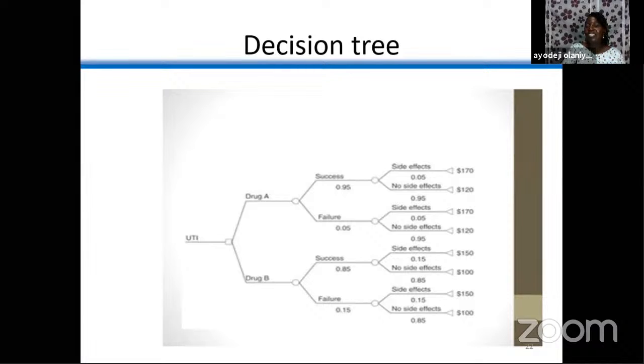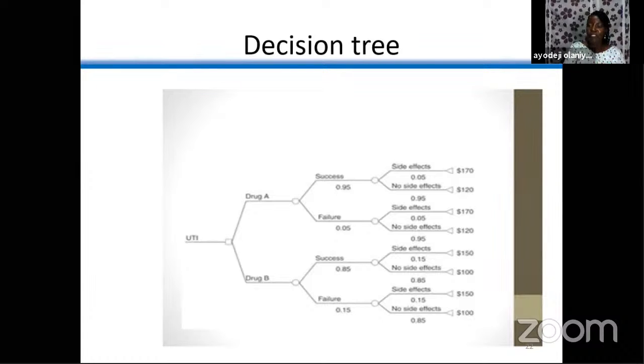And we can see at the end of the tree, that's the terminal node. You can see 170, that's the one with side effect, and 120, the one without side effect. So to manage the side effects, we have an extra $50. That's the first one. But when there's no side effect, then it's just 120. The extra cost of managing side effects is not included. So for the probability for failure, we have 5%.